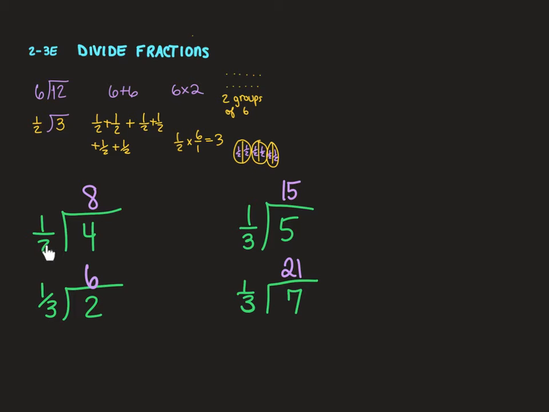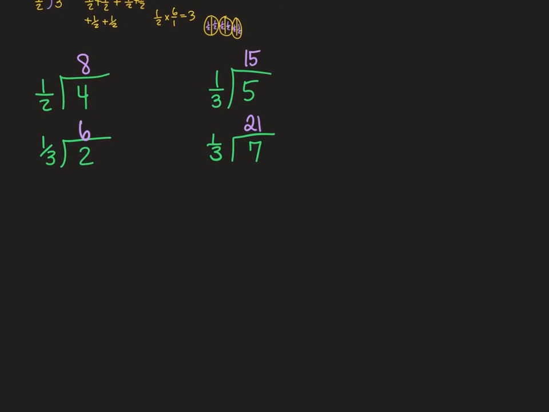Are you starting to see a pattern? Can you tell a pattern between this denominator, this whole number, and the answer? Denominator, whole number, answer. Yeah, it's really just multiplying, isn't it? We're really just multiplying these together. Okay, well, now that you know the secret, then you try these.